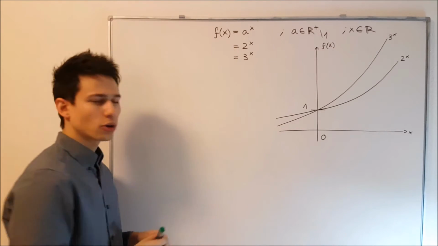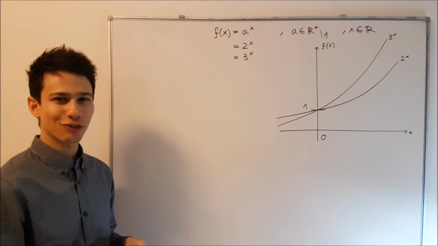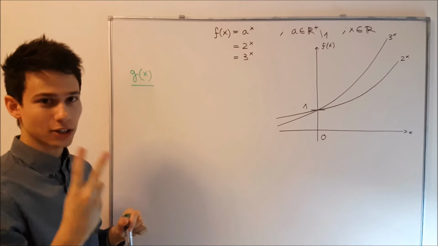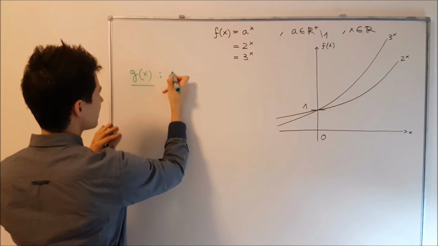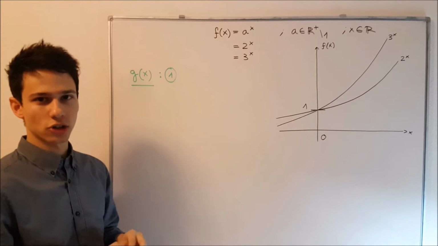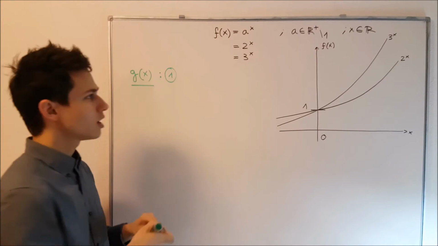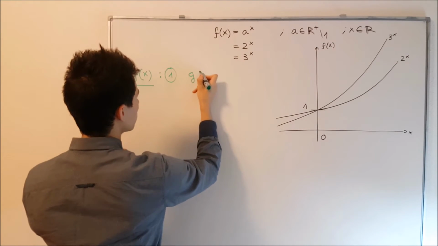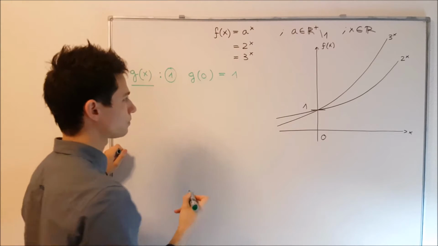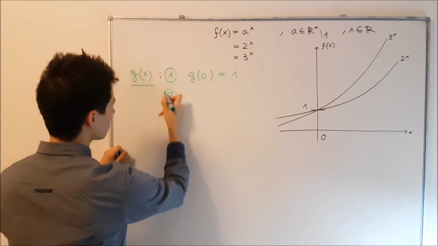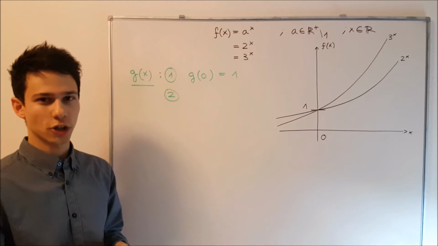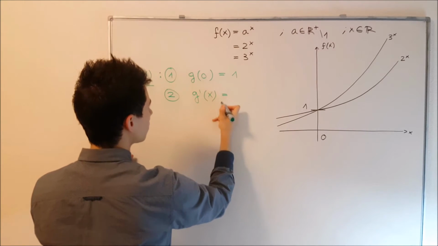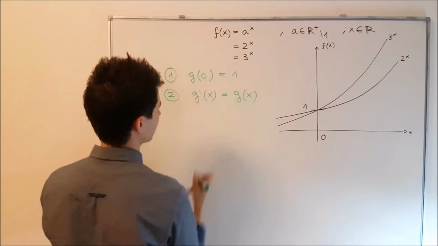Now for the beginning, let's just call this very special function that we're looking for g of x. And g of x should satisfy two conditions. The first condition is that it really is an exponential function, which means that this function as well should cross the y-axis at the value 1. Therefore, g of 0 has to equal 1. And it is the second condition which makes this function so very special. Namely, its derivative with respect to x should equal the original function g of x.